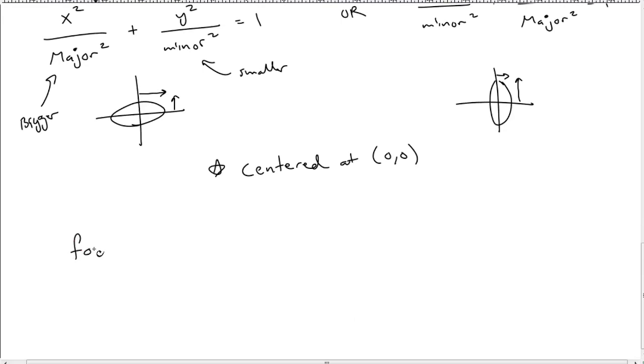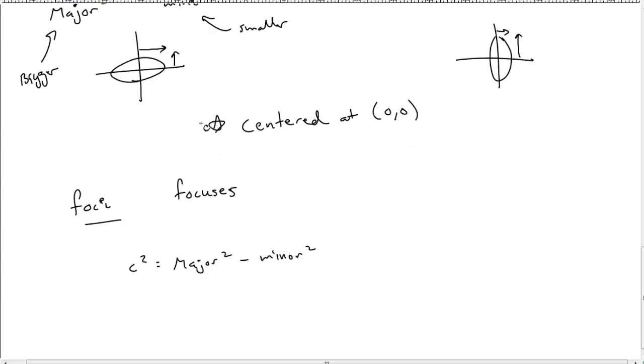So there's one last formula for all this stuff. It's the formula for the foci, which is plural for focus. So like focuses, I guess? I don't know. Foci, that's correct. It's not focuses. So the formula is c squared is equal to major squared minus the minor squared. Always.